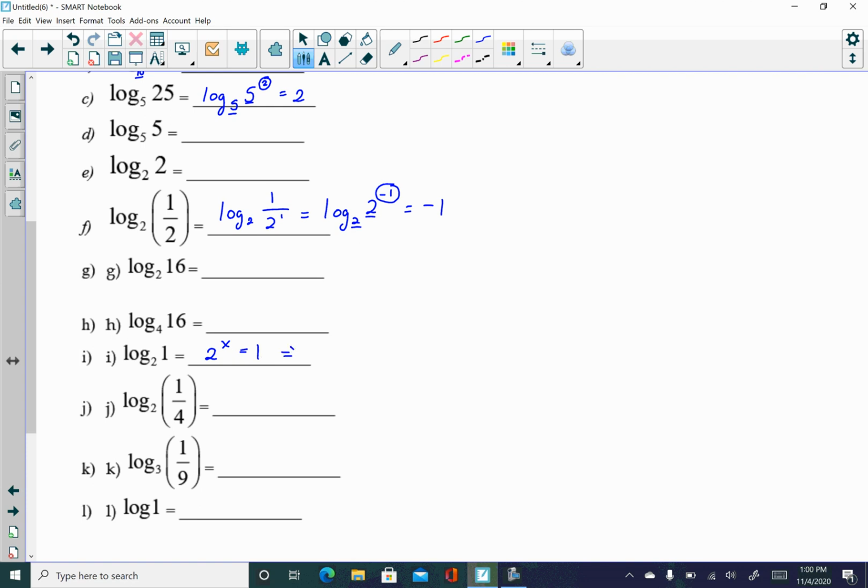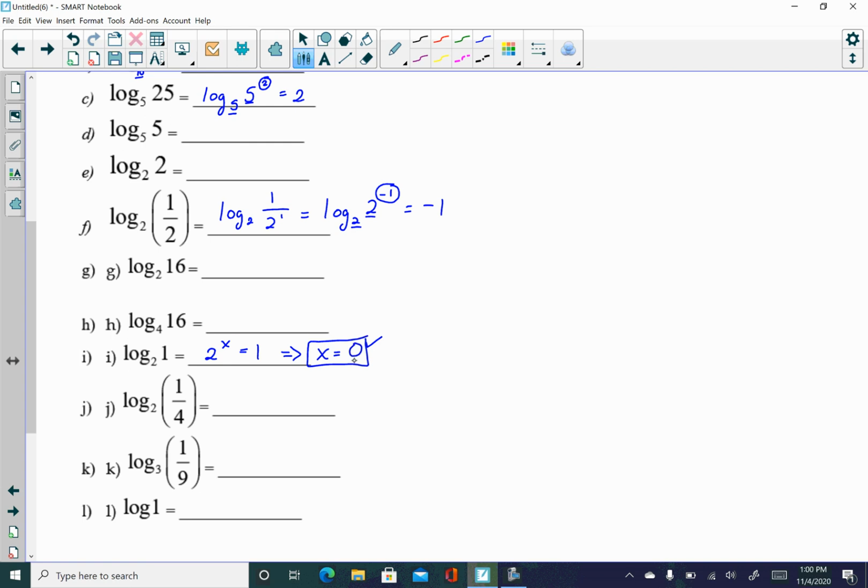And we've talked about this in a previous video. Anything raised to the 0 power is always 1. So here, log base 2 of 1 is just 0.